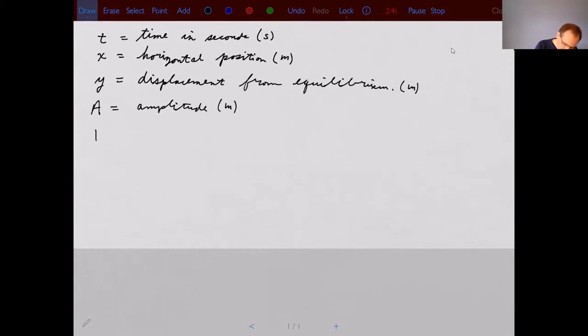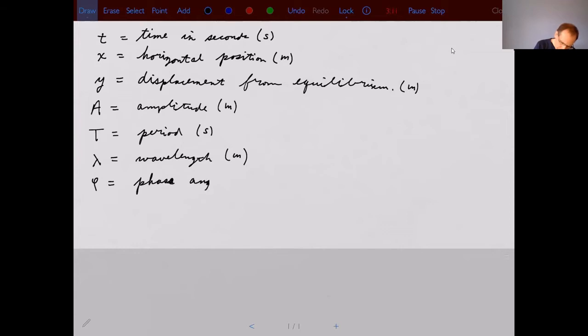Capital T is the period, the time for one oscillation. That's in seconds. Lambda is the wavelength, again in meters. And then phi is the phase angle, which would be in radians. Okay, so what does all this mean?